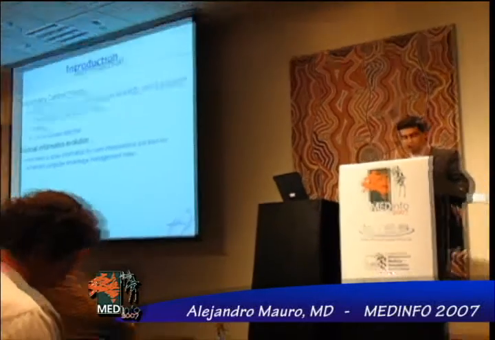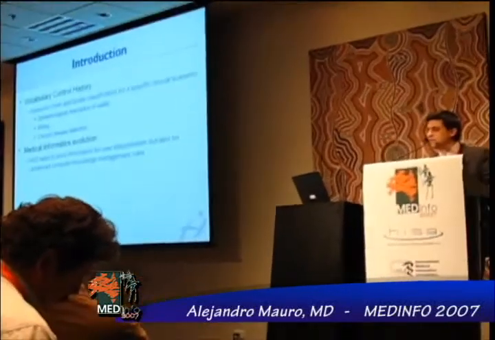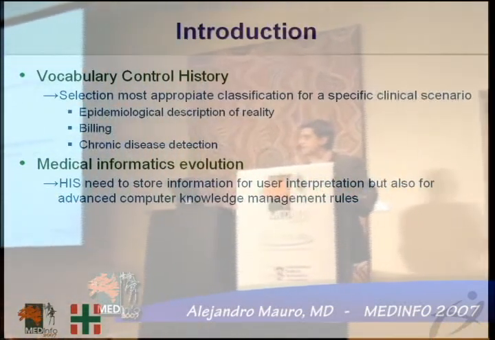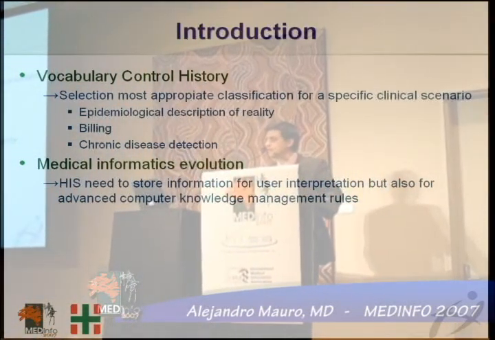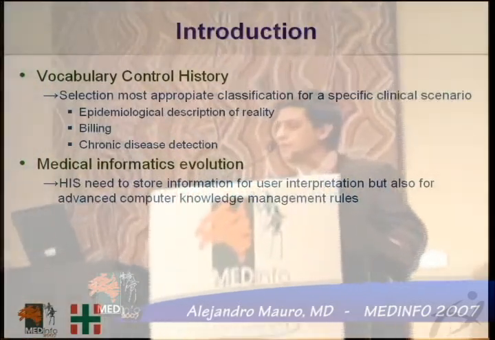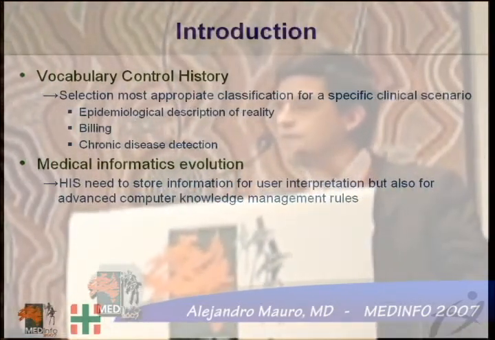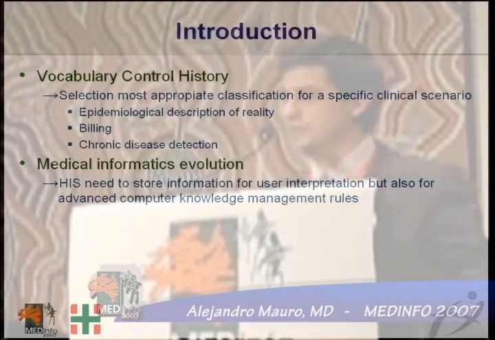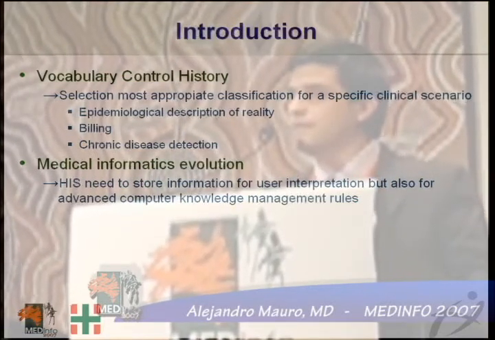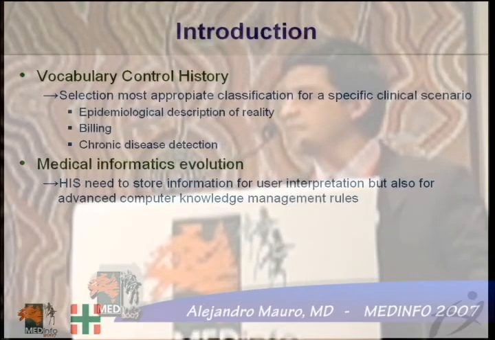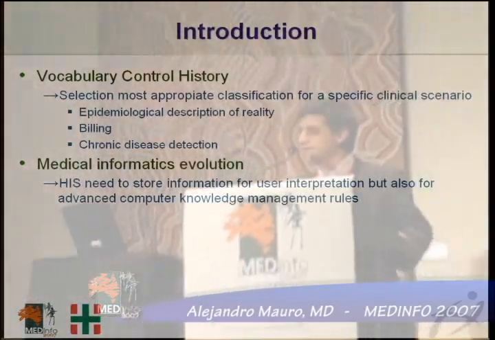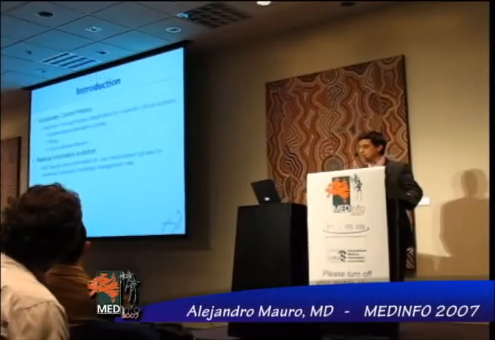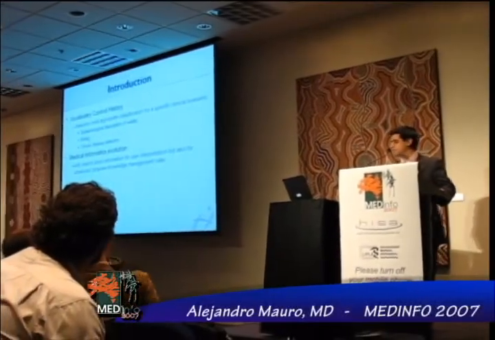Recently, vocabulary control in medical informatics implied the selection of the most appropriate classification for a specific clinical scenario. This being reliable for epidemiological description of reality, for billing purposes, or chronic disease detection. But as medical informatics evolves, health information systems need to store information not only for user interpretation, but also for advanced computer knowledge management rules.